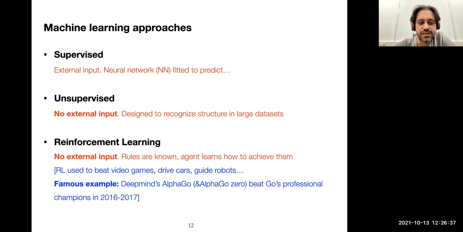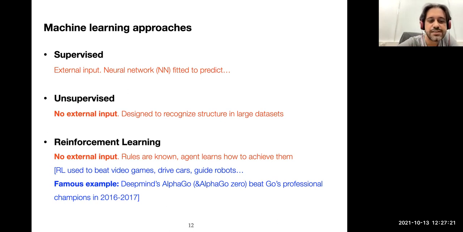And then there's a third flavor of machine learning, which is more intelligent. In this one, there is again no external input. Here you have to play a game where the rules are known. For example, you have to solve an equation or actually play a game like chess or Go. And the brain of the algorithm, what people call the agent, learns by experience, by trying again and again, making efforts, and every time learns how to achieve these rules. So in our case, where we have to minimize something or solve some equation, that looks like an appropriate tool to apply, and that's what we tried.